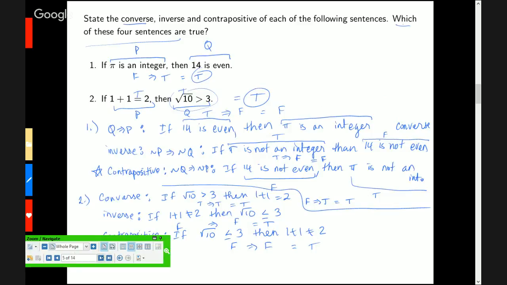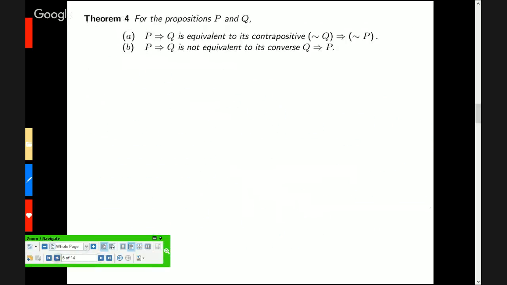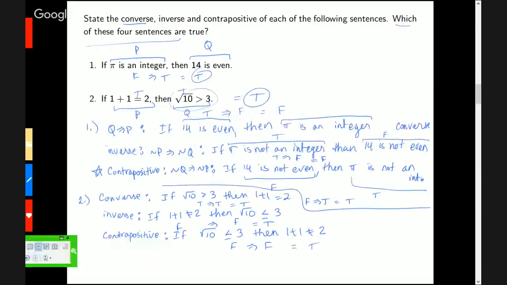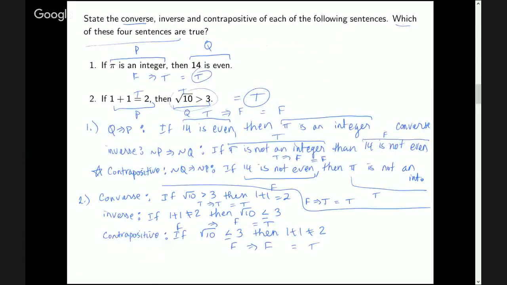Okay. What if you had a false? So your sentence was false implies true to begin with. Would it be true? False implies true is going to be true. And if you have true implies false, that's going to be false. In fact, that's the only time when you get false for the implication.